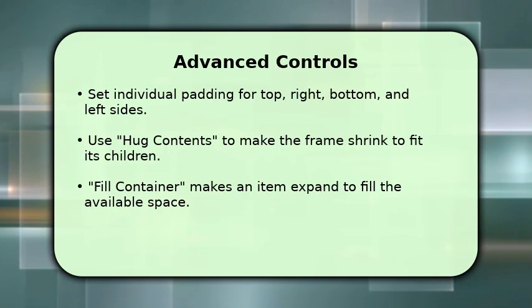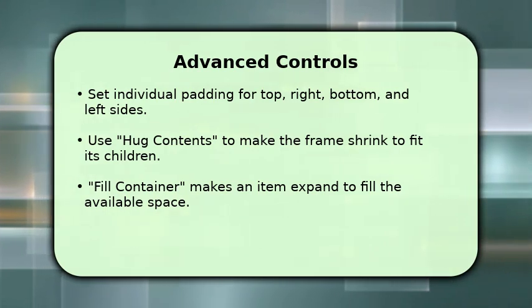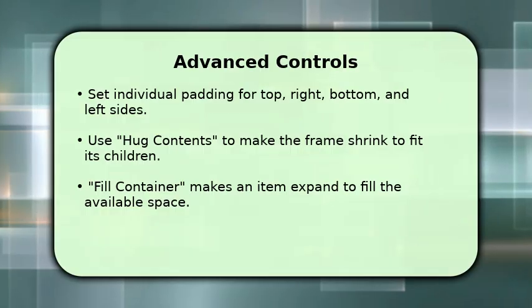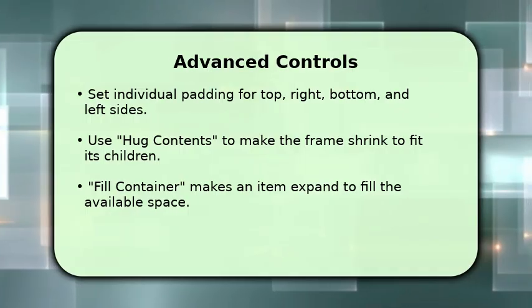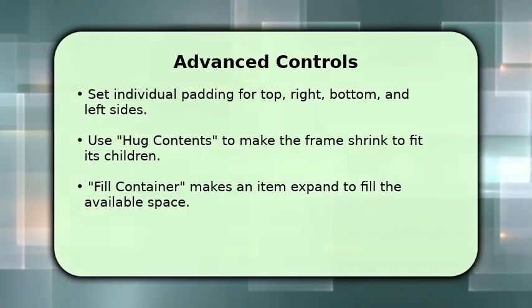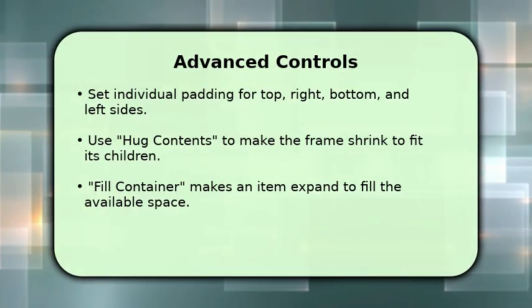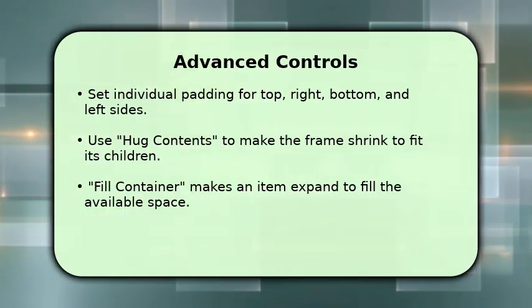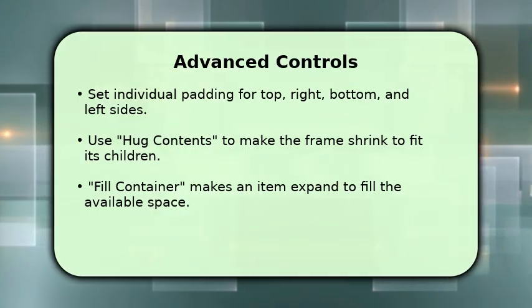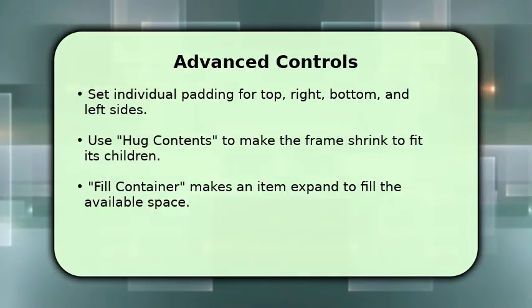Beyond the basics, Auto Layout offers advanced controls for even greater flexibility. You can set individual padding values for the top, right, bottom, and left sides of your frame. The Hug Contents property allows your frame to shrink or grow to perfectly fit its children. Conversely, Fill Container makes an item expand to occupy all available space. Plus, you can precisely control the alignment of items within your Auto Layout frame.